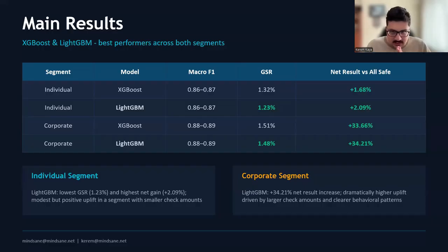And lastly, importantly, we compared the models' results in the last 3 months, where we calculate the profit. In the all safe scenario, we accept all the checks in the last 3 months, and we compare the profits to that. And here we can see that in the individual, we have around 1 to 2% profit increase, but in corporate, we have a significant increase, more than 30%.